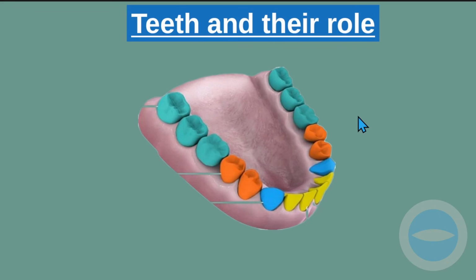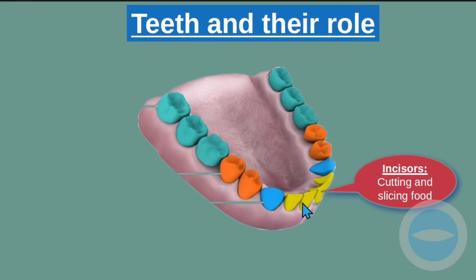The first teeth are the incisors. Incisors are the front teeth. If you can see here, these are the front teeth. They have a sharp edge. The function of these teeth is cutting and slicing food. This edge is used to cut food.